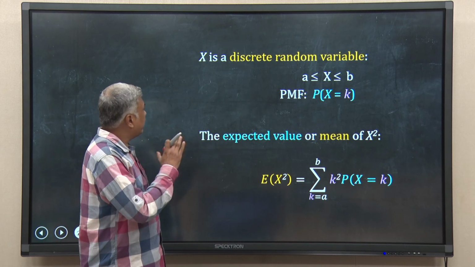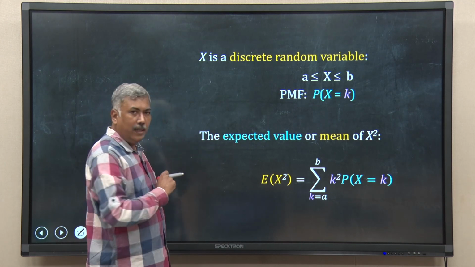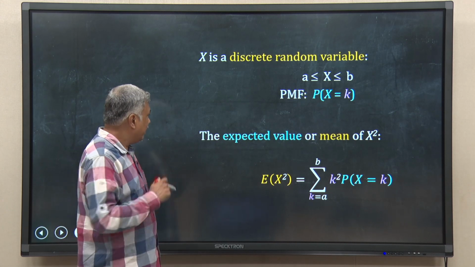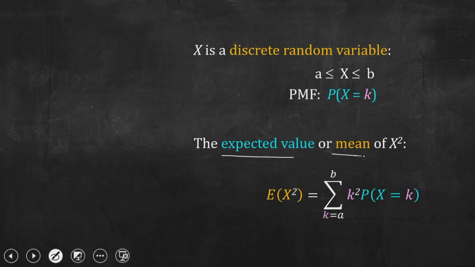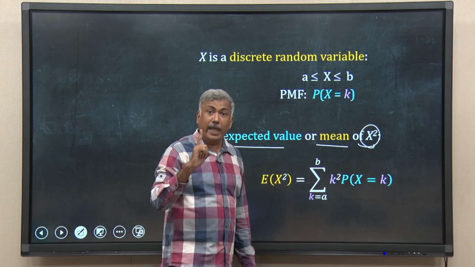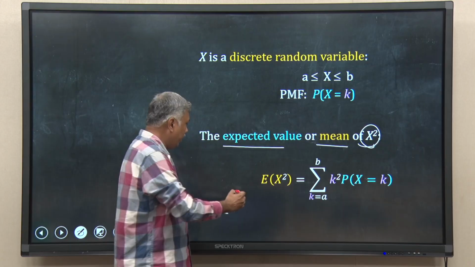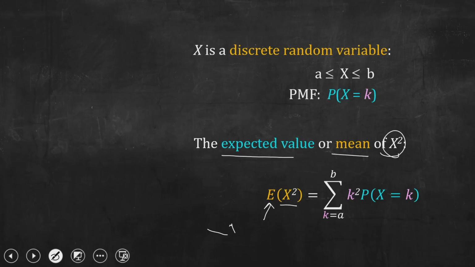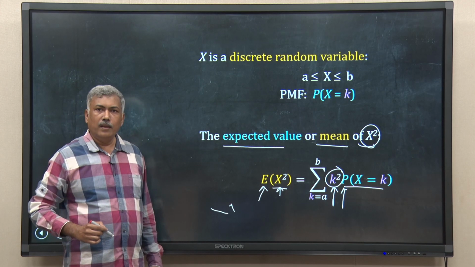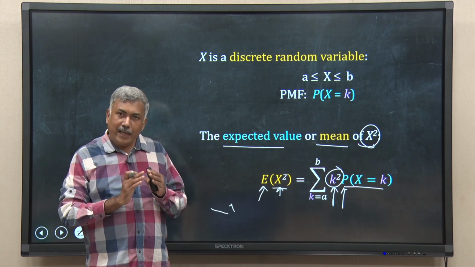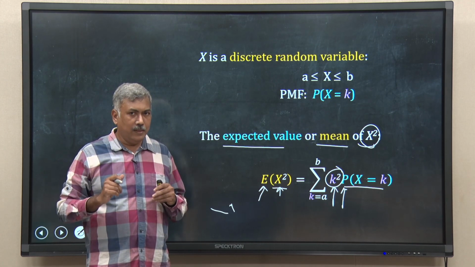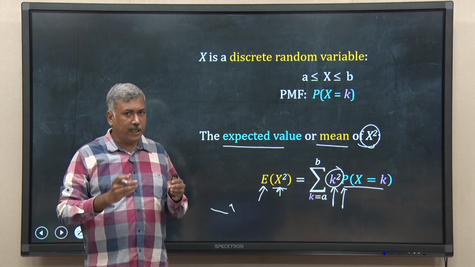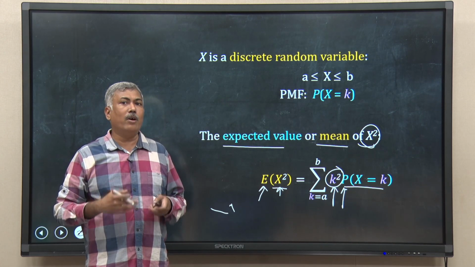X is my discrete random variable which varies from A to B, and I know the PMF, probability mass function. Then the expected value or mean of x square, in this case remember we are dealing with x square, not x, E of x square will be equal to a value square into the probability. This is the probability and this is square of that particular value. So, I have generalized it for a discrete random variable for mean of x or expected value of x, mean of x square or expected value of x square.